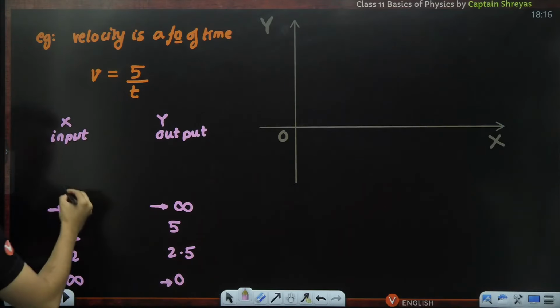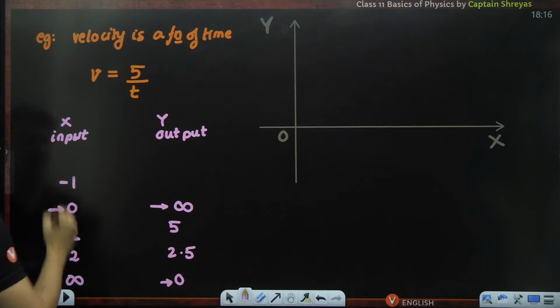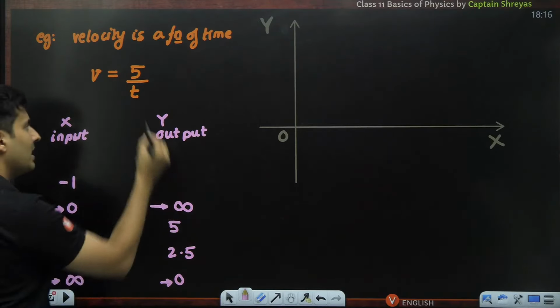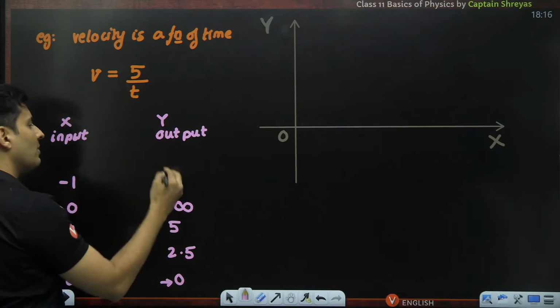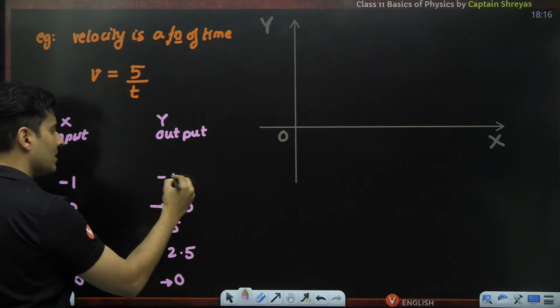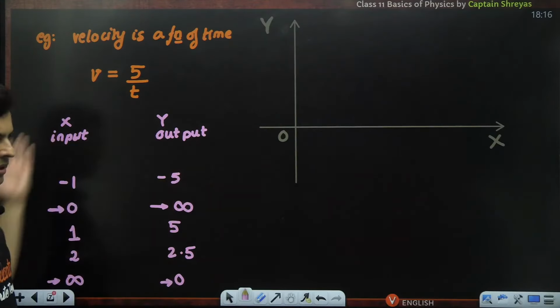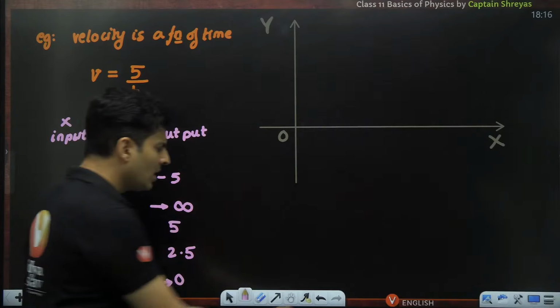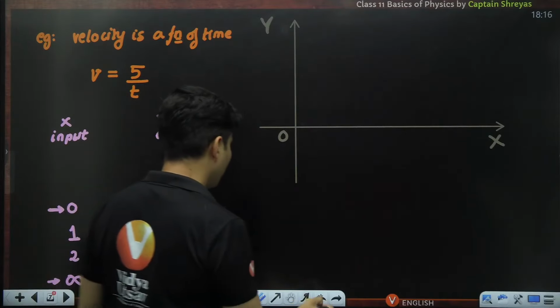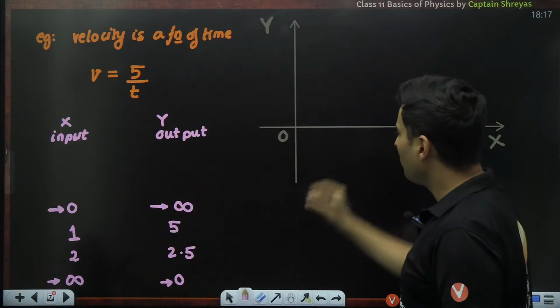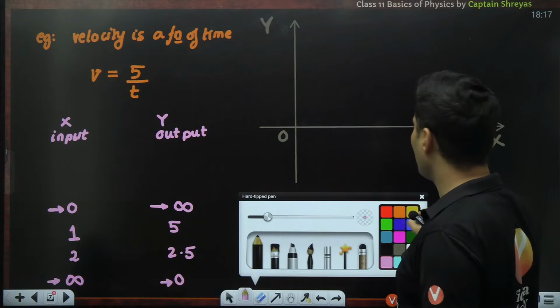I can also put some negative values and check what is happening. If I put -1, you can see time is -1, so this will become basically -5. Oh, interesting. So it can go on the negative side also, on the positive side also. Let's stick to positive values for now. There is no harm. So if you plot this particular graph, how will it look, my dear students?